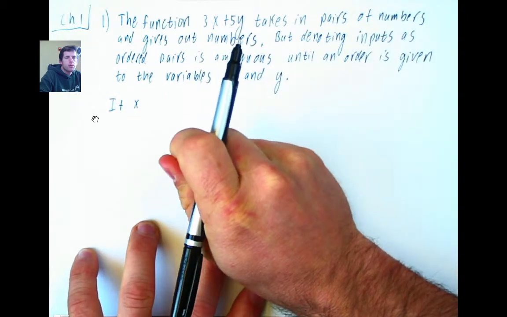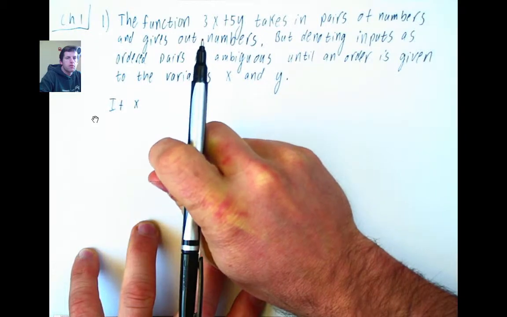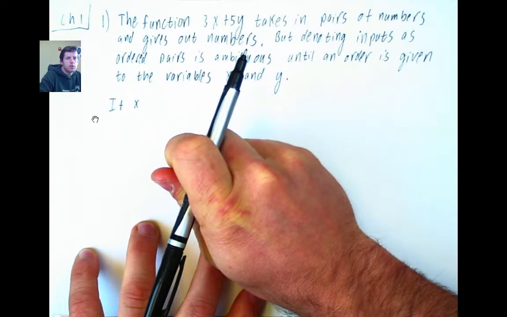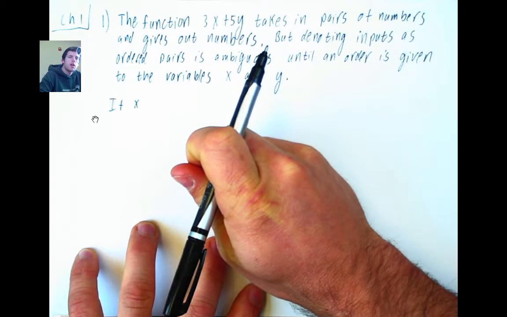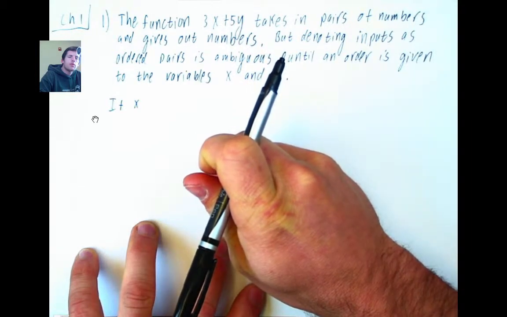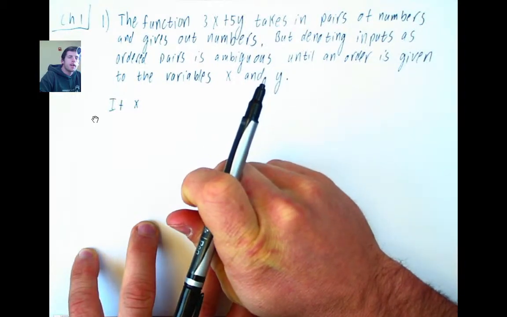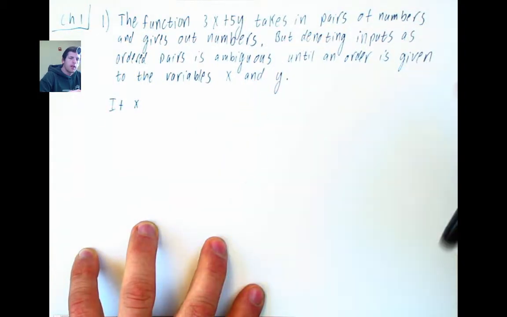The function 3x plus 5y is a function of two variables, so it takes in pairs of numbers and will give out single numbers as opposed to giving out pairs of numbers. Now, denoting the inputs as ordered pairs is ambiguous until an order is given to the variables x and y.